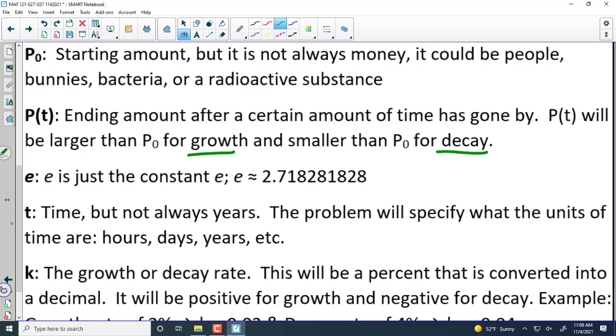Time is still time, everyone, but they're going to specify: are we talking about hours, minutes, years, weeks? They're going to tell us that, and we just need to pay attention to what they say. In the continuous compound interest formula, it was always years. Now it could be some other unit of time, but they have to tell us. That's their job to tell us.